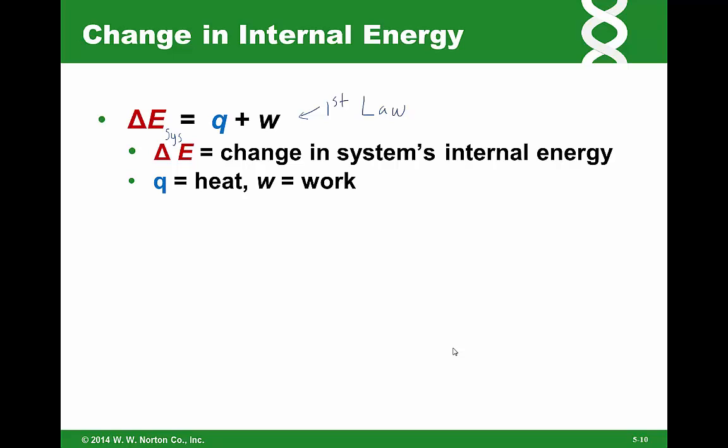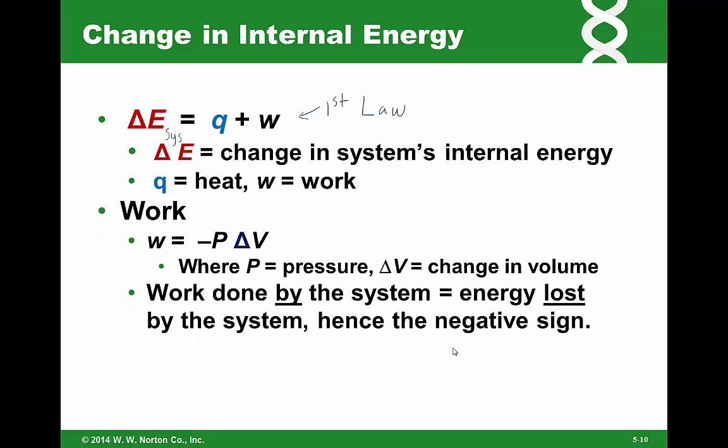Q is our symbol for heat. We've already talked about that. And W is our symbol for work. So the total change in the system's energy is due to the heat plus the work. If we happen to know what these quantities were in joules, we could simply add them together. They might have positive or negative signs, so we would want to be careful to include those signs, and then we would get the total change in the energy of our system.